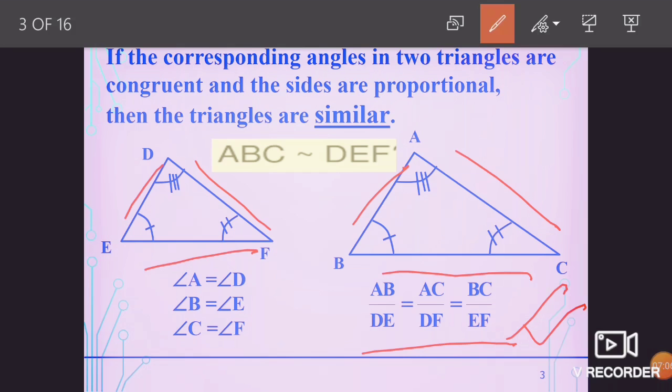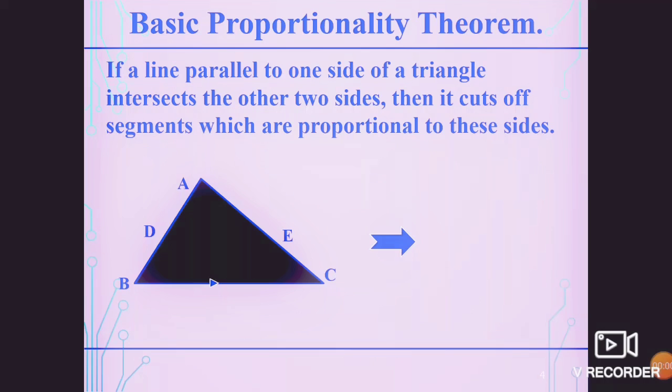So from here what we can say is that if two triangles are similar, then all their corresponding angles will be equal and all the ratios of the corresponding sides will also be equal. Okay, then we can say that it will be similar.